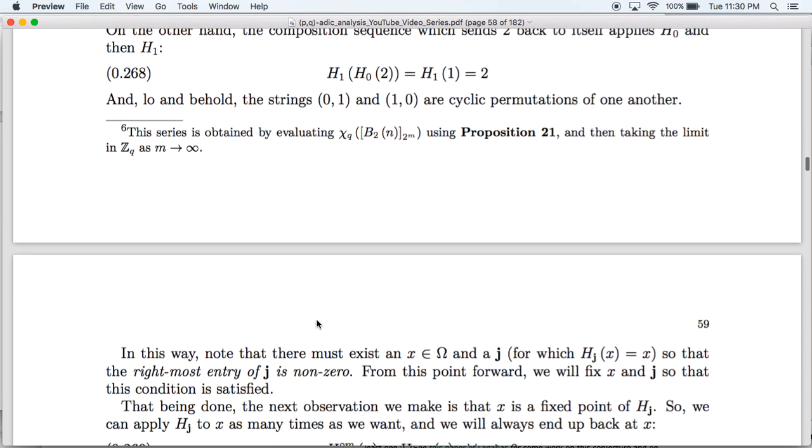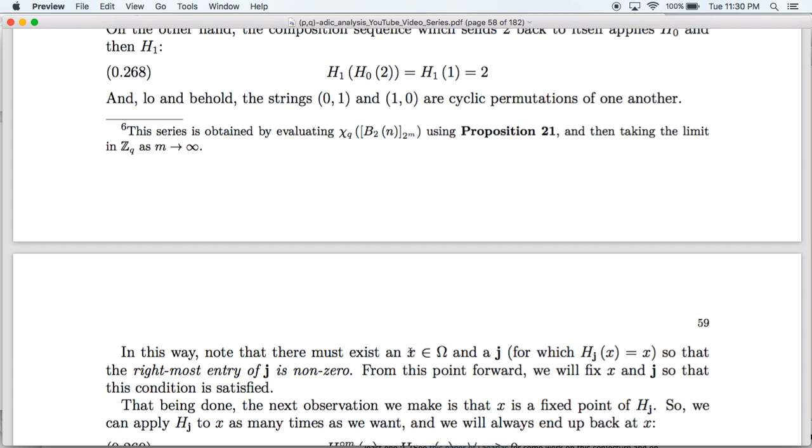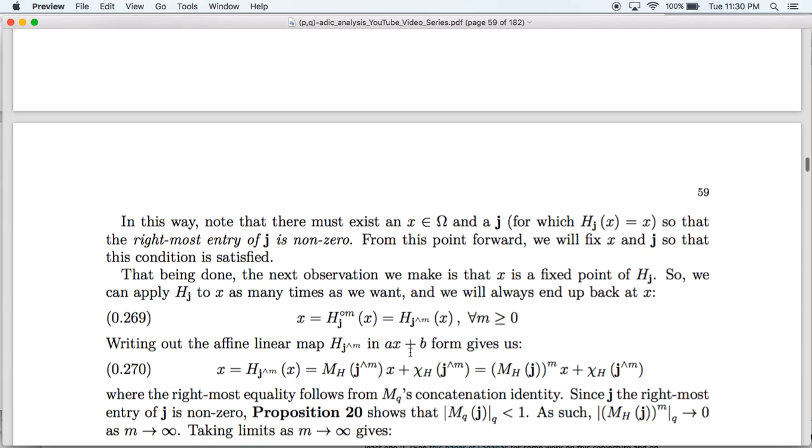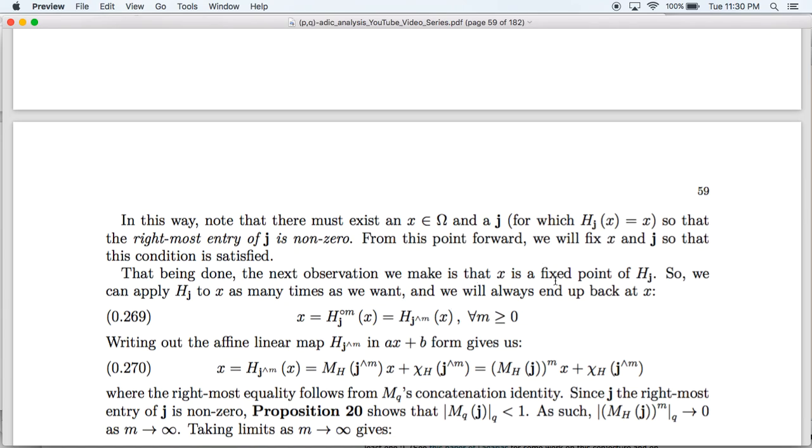So in this way, note that there must be some x in big omega and some bold J, such that H_bold J fixes x, and the rightmost entry of bold J is non-zero. From this point onward, we're going to fix x and bold J such that this condition holds. And this is very important because it gets us what we want. The first observation we make is that since x is a fixed point of H_bold J, we can apply H_bold J to x as many times as we want, and we will always end up back at x.